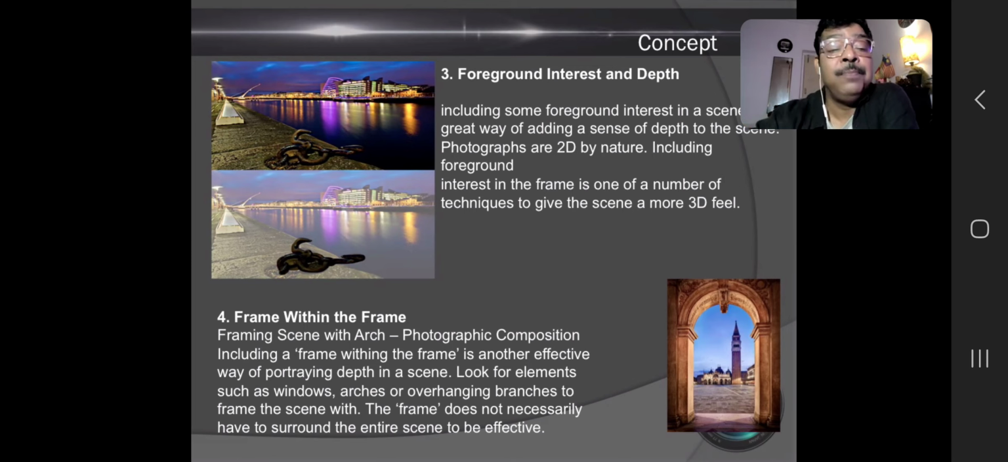So here, if you see, the first image has a deep depth of field, because you can see the water reflection, buildings in the background, and in the foreground, this anchor is lying. So these are three layers, and everything is in focus. So it has a deep depth of field.